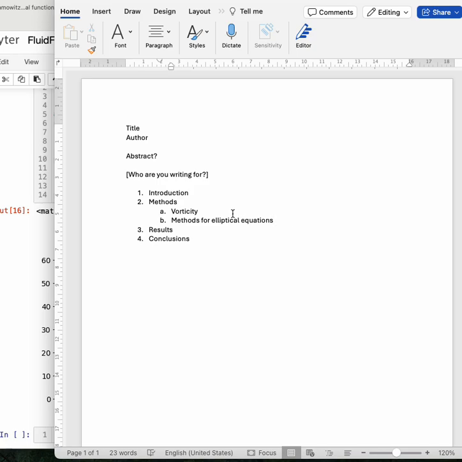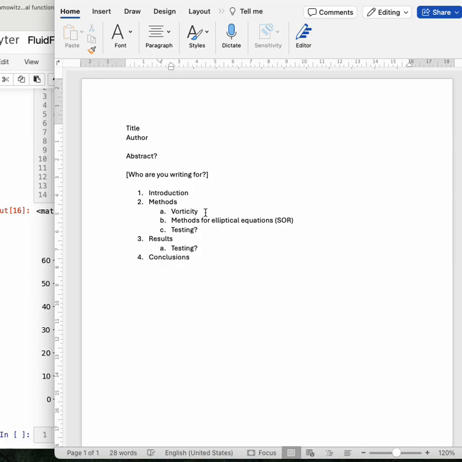Okay, so the vorticity enables you to give the equations. The methods for elliptical equations is going to talk about successive over-relaxation, the importance of omega. You could put testing in here. And that's something which you could also put under results. That's a personal preference. So in fact, let me just stick in here also testing, as a question mark, and I'll put testing under there. So okay, we've now got a method section.